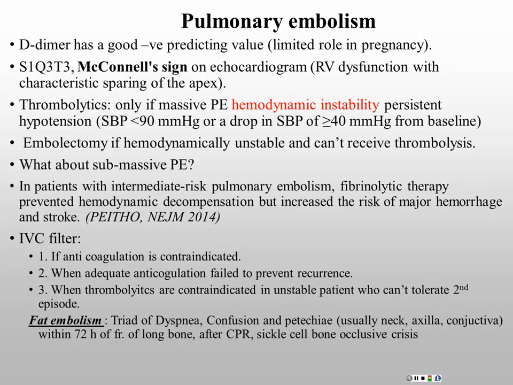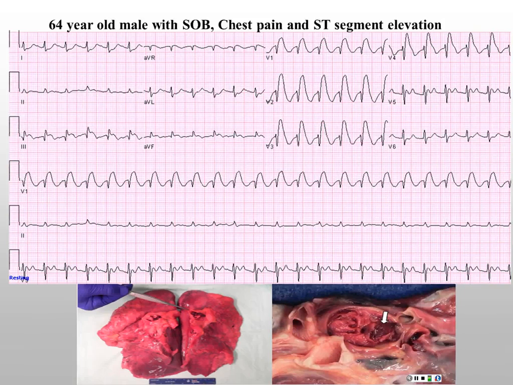IVC filter can be recommended if anticoagulation fails, or if the patient develops an event on anticoagulation while being fully anticoagulated, or if the patient cannot tolerate another PE, which may make him hemodynamically unstable and put him into the massive pulmonary embolism category. Fat embolism, remember, skin changes, dyspnea, confusion. It can happen after accident, long bone fractures, long bone surgery, sickle cell anemia, occlusive crisis, which may affect the bone. That patient presented with ST elevation, and it was pulmonary embolism.